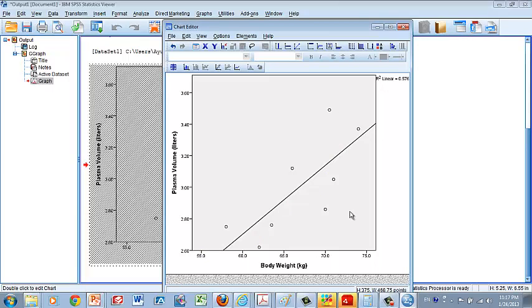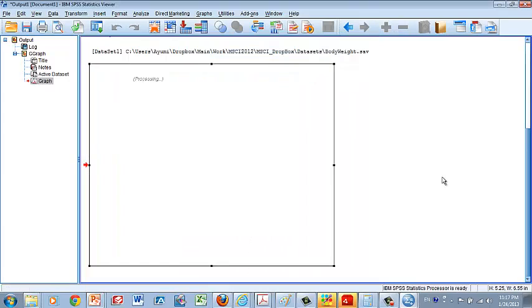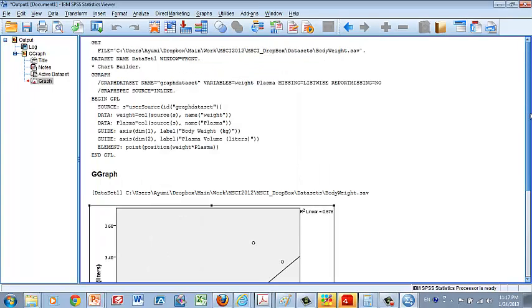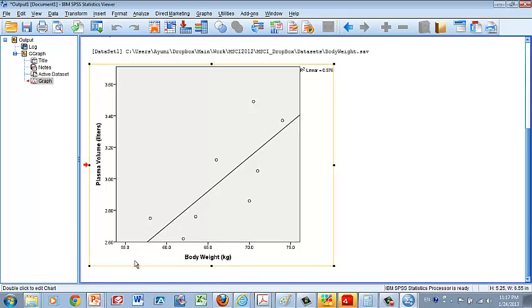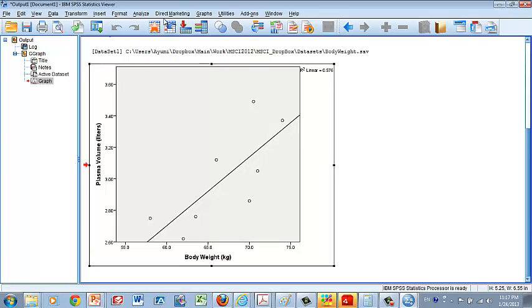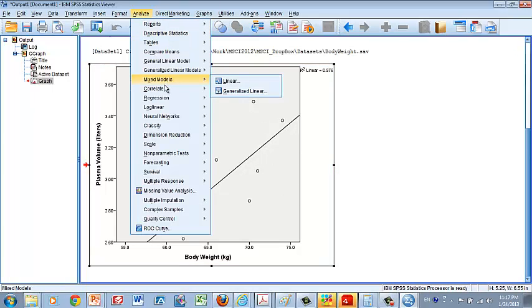So this is a regression line, and this does not have a formula. We don't know what the intercept is, where you extrapolate and this line meets the y-axis. We don't know the intercept, we don't know the slope, so we have to perform linear regression.